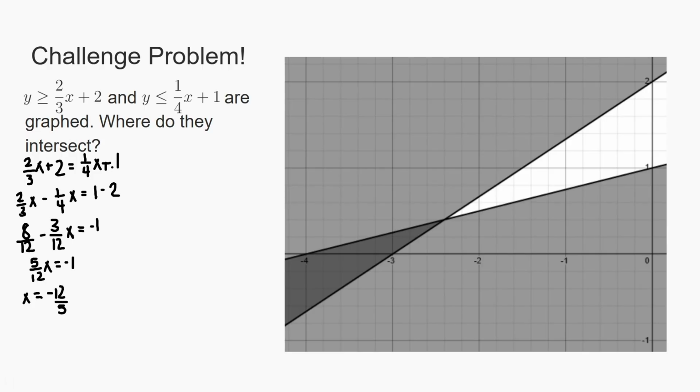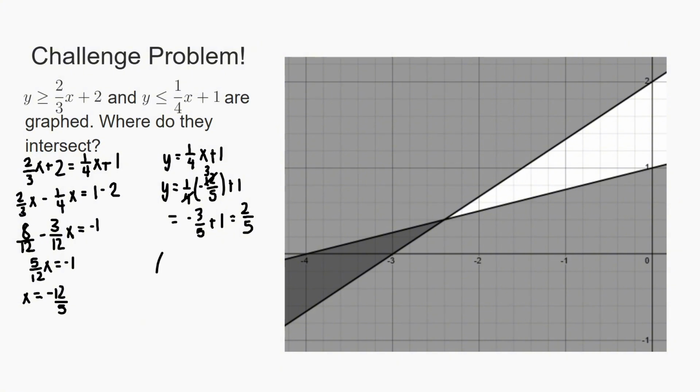Now, we know y is this value and also this value. So we can plug it into either one. Let's plug it into the 1/4 x plus 1. Doing that, we'll get y equals 1/4 times -12 divided by 5 plus 1. Divide this, so it becomes -3/5 plus 1, which is 2/5.